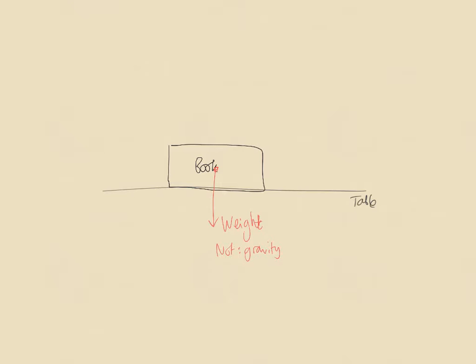Now, acting upwards, because otherwise this book's now going to go down into the table, is, as we mentioned earlier, that normal reaction force. It's the table pushing back up. And as you can see in this one here, both arrows are equal in size. So we say the force is balanced. That means there's no leftover force.